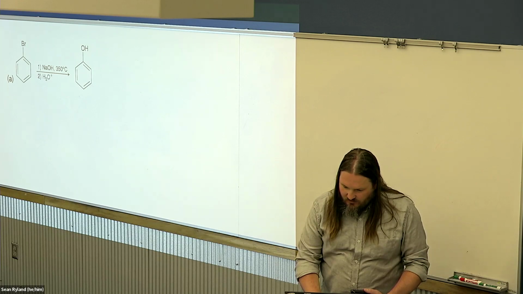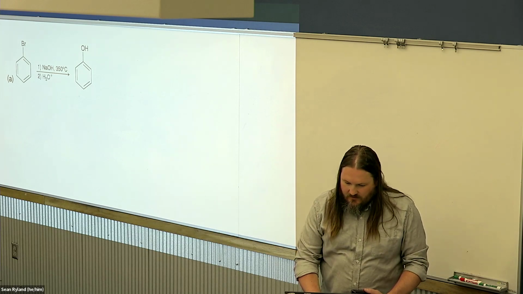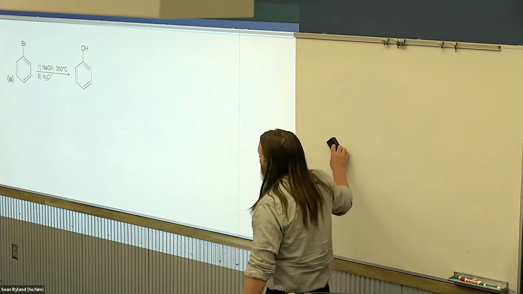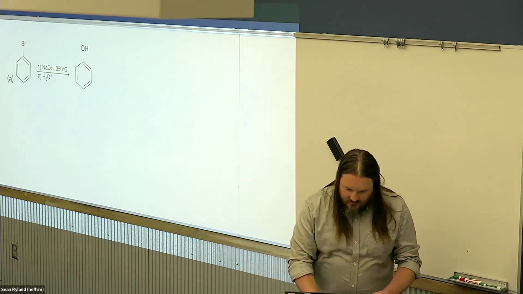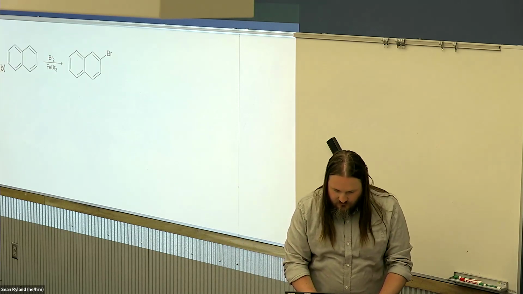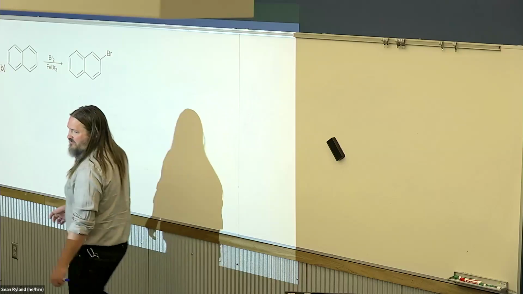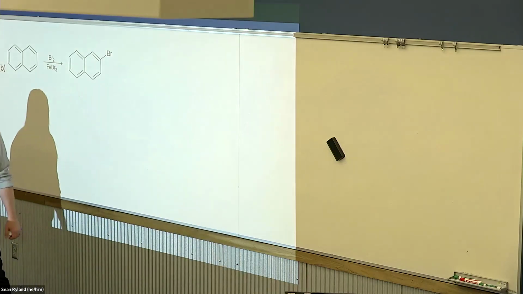Give ourselves enough room here, crop out the stuff we're not doing for this part. So this one looks a little bit weird because, oh, I didn't skip to the next slide. This one looks a little bit weird because it's naphthalene, not benzene. It's still just an aromatic, right?